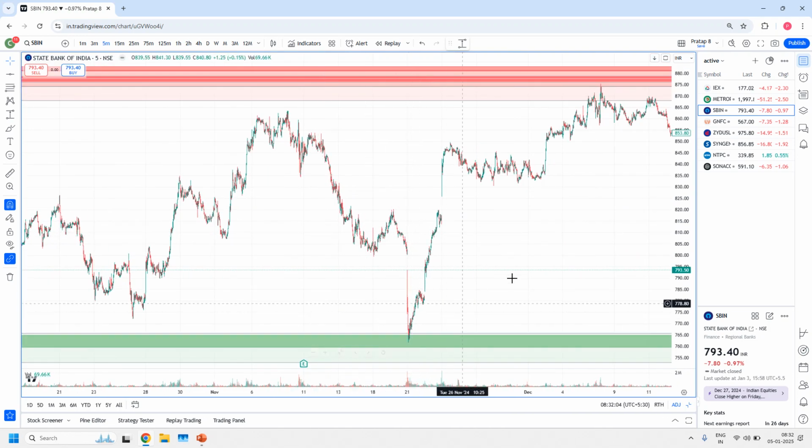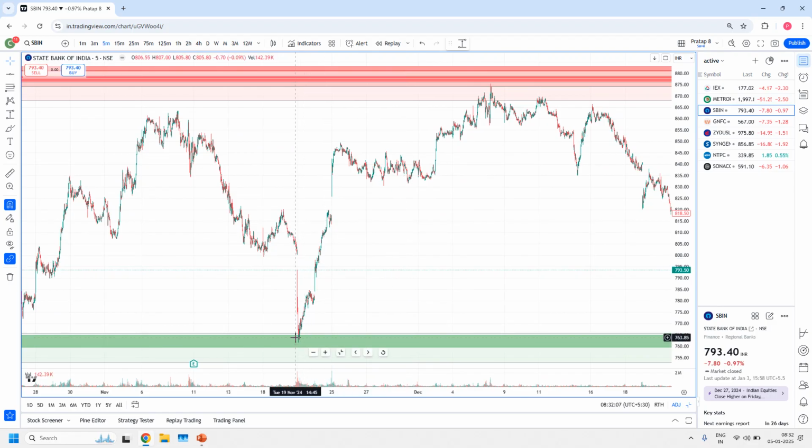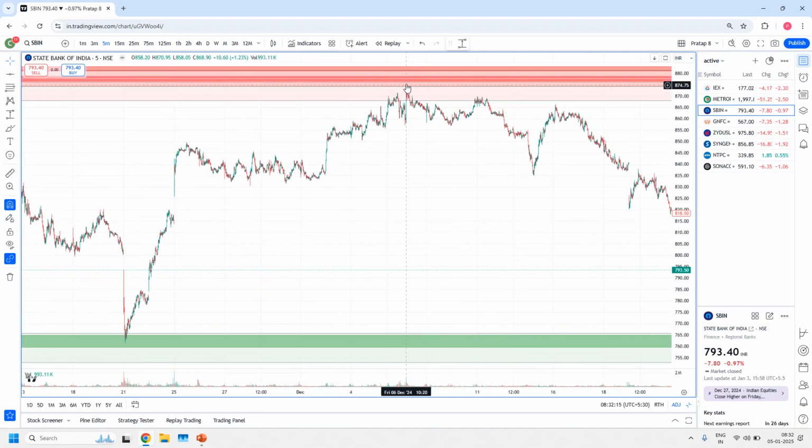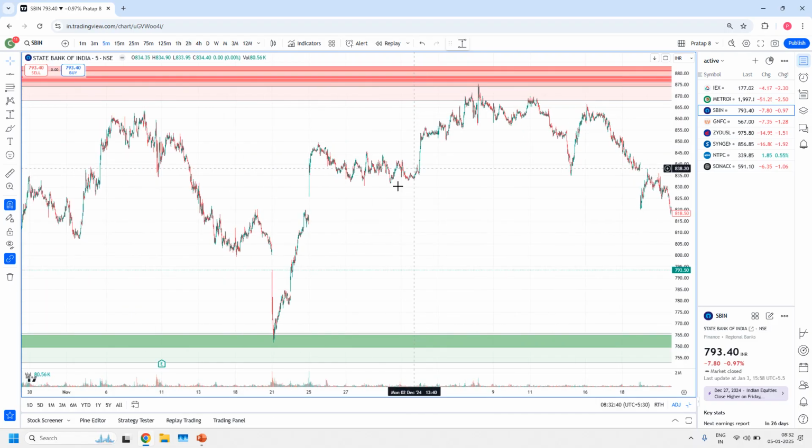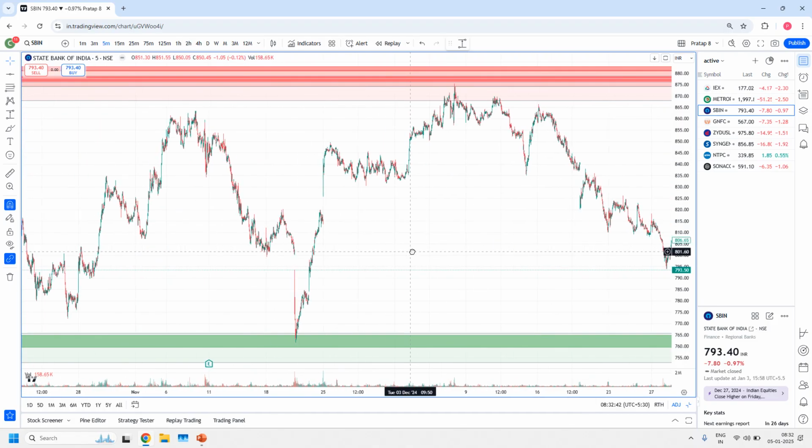When November 21st it gave, how much here? Around 765 rupees. 765 rupees could be your entry. Until this supply zone, high liquidity supply zone, what is the value here? 875. See, huge profit. You got the entry on 21st November, and you could have booked your profit on 6th December. In 15 days. That is the power of these pierced zones.